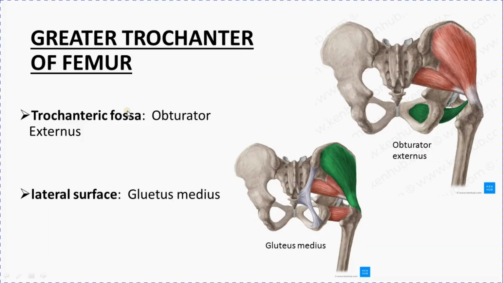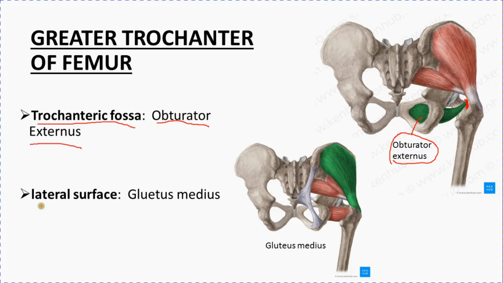Okay. The medial surface of the greater trochanter had a fossa which was called as trochanteric fossa. The trochanteric fossa gives attachment to the obturator externus muscle. Now look over here. This is the trochanteric fossa which is present on the medial surface of the greater trochanter of femur. It is giving attachment to the obturator externus muscle. This is obturator externus muscle which is highlighted by a green color.